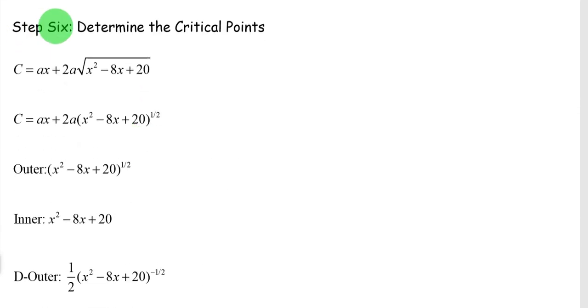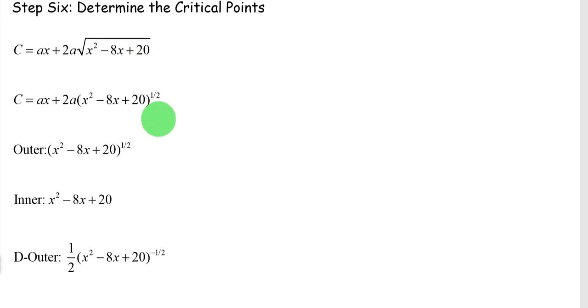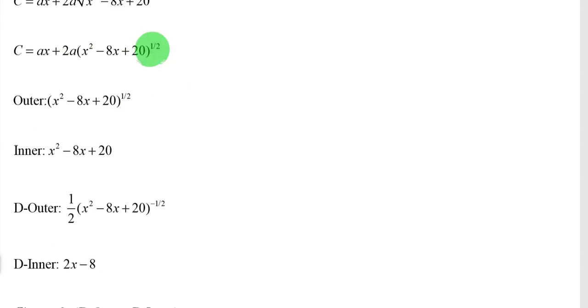Remember, for step 6 in optimization, you would determine your critical points, because combined with endpoints, that's the only place where an extreme value can occur, which is what optimization is all about. So we need to take the derivative of this. Now remember, a is a constant, so you can just imagine it being a 3 or whatever. You can use the constant multiple rule when taking the derivative. In order to take this derivative, I'm going to convert the square root to 1/2, so I can use a power rule. Then I'm going to be using the chain rule for this part.